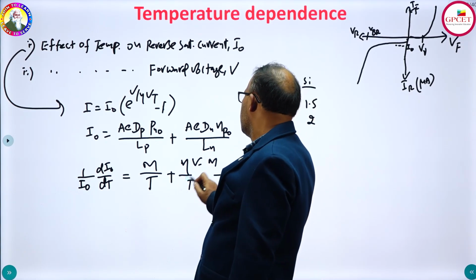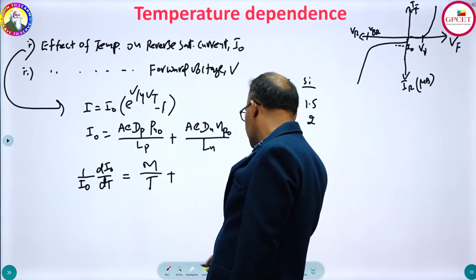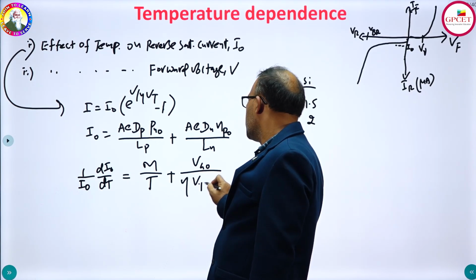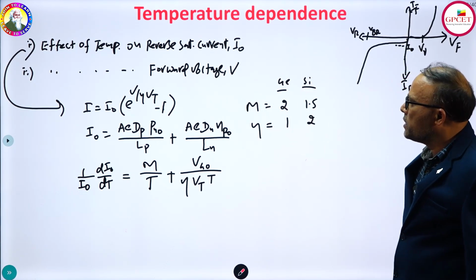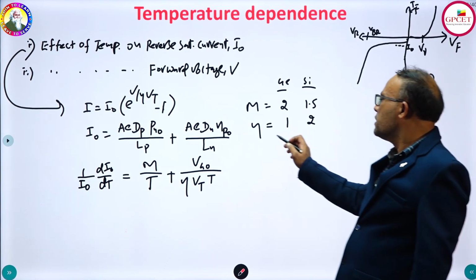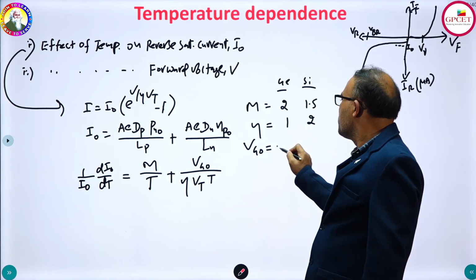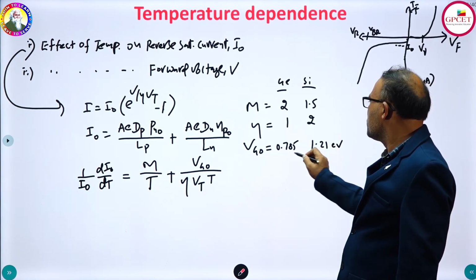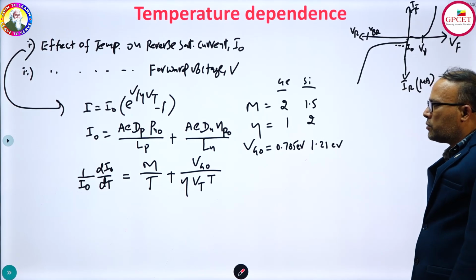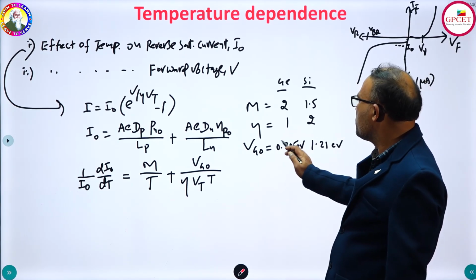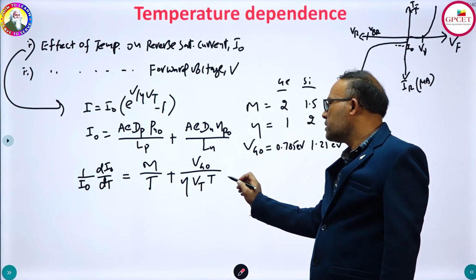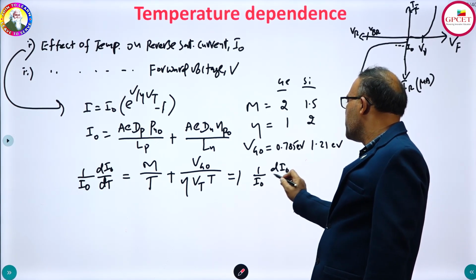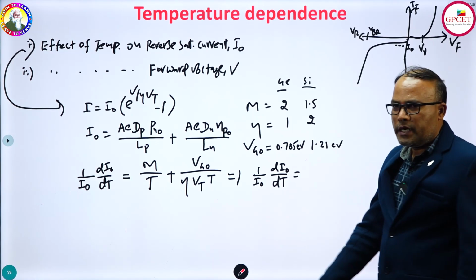So this equation is capital M by T plus Vg naught divided by eta Vt capital T. This is the equation for the relative temperature coefficient of the reverse saturation current. We get Vg naught equal to 0.785 electron volts for germanium and 1.21 electron volts for silicon. If you substitute all these values into this relative temperature coefficient, you get the following. For germanium, 1 by I naught into di naught by dt.